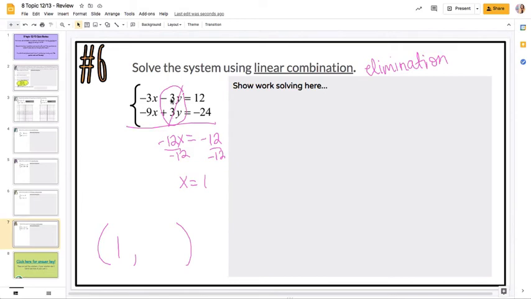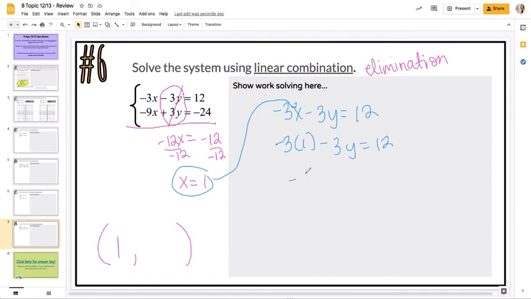Now to solve for the second part, I need to take this x and plug it back in. Or you can try to cancel out your x's to solve for y, whatever works best for you. So let's take our first equation, -3x minus 3y equals 12. I'm just going to take this and replace my x with 1. So -3 times 1 minus 3y equals 12. And we just solve it out like a normal equation. I'm going to add my 3 to both sides and divide to find that y is -5.